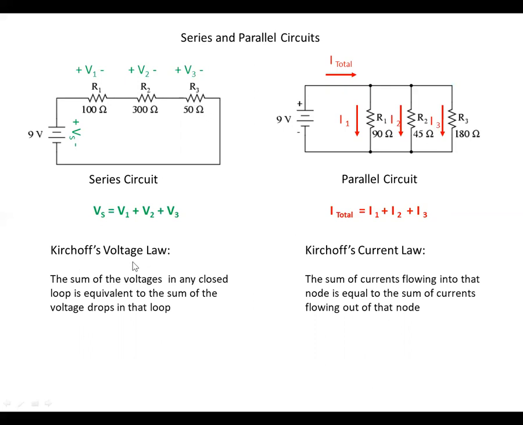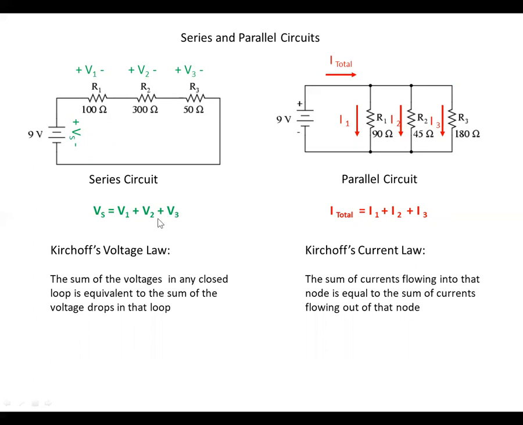It was first developed by a fellow by the name of Kirchhoff, and it's his voltage law and his current law. The voltage law says that in a series circuit, if you go around and measure the voltage across each one of these resistors and add them up, the sum of those voltage drops will equal the source voltage. That's just a fact, and we can use that relationship to figure out what these resistors are and what kind of current is flowing in them.